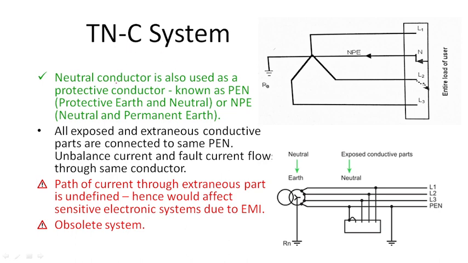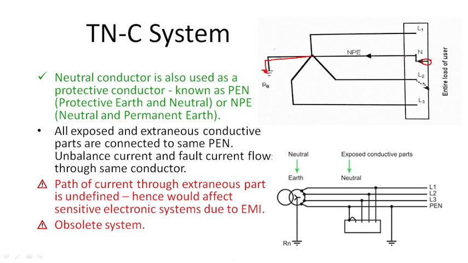So the neutral conductor is there and that neutral point is normally earthed, whereas the neutral is connected to the neutral point of your load as well. Not just connected to the neutral point of the load, the protective earth, that is the extraneous as well as the exposed metallic conductors are also connected to this neutral conductor. Therefore, in the TNC system, the neutral conductor is also known as a protective conductor as well. So in short, we call it PEN or NPE.